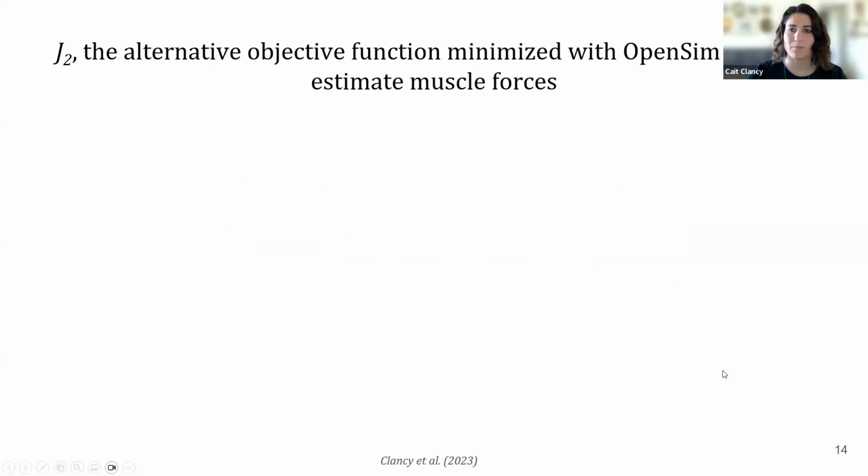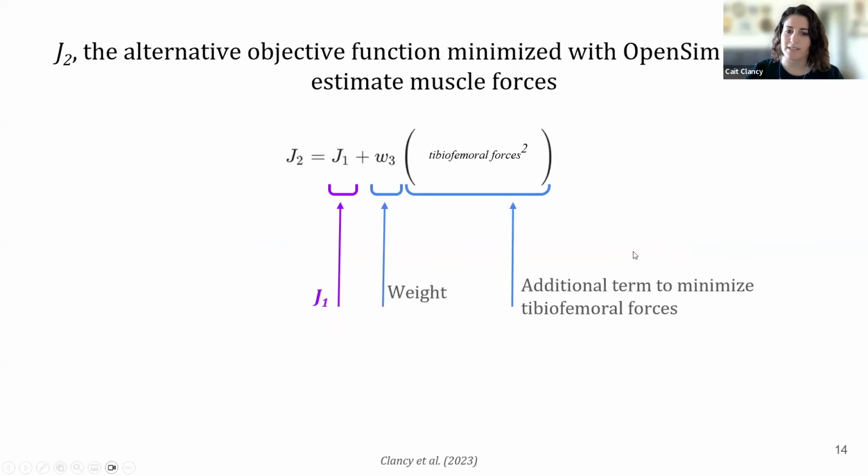So knowing this and some work from other studies, we present J2, which is an alternative objective function minimized with OpenSim and Moco to estimate muscle forces. And when we look at J2, we see we have J1 as we had before. We also have this additional term, and its weight. And this additional term is to minimize the tibiofemoral forces.